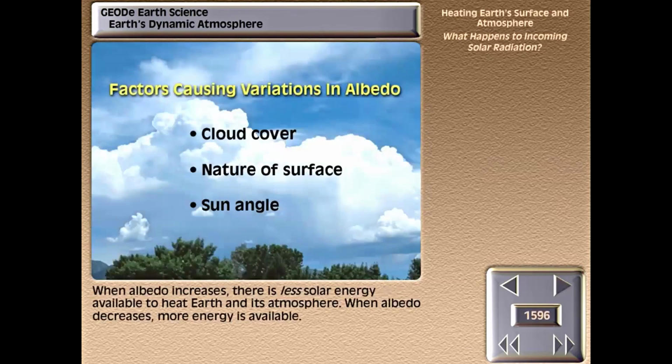When albedo increases, there is less solar energy available to heat Earth and its atmosphere. When albedo decreases, more energy is available.